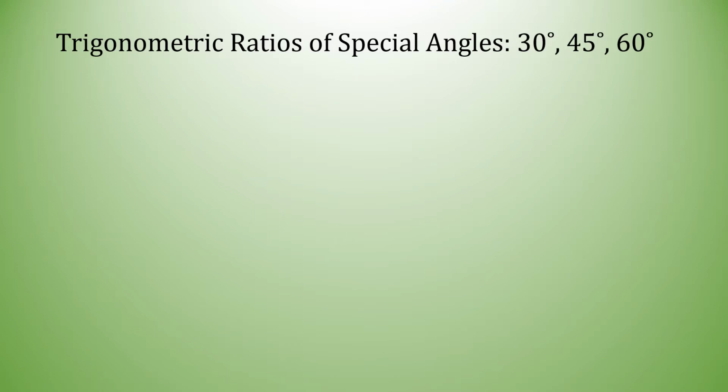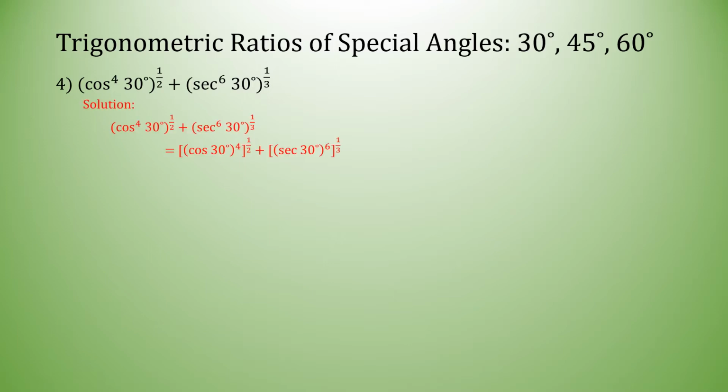So in example 4, we have cosine to the power of 4, 30 degrees raised to the power of 1 half plus secant to the power of 6, 30 degrees raised to the power of 1/3. So we can rewrite this expression as cosine 30 degrees raised to the power of 4 raised to the power of 1 half plus secant 30 degrees raised to the power of 6 raised to the power of 1/3. So we're going to simplify the expression.